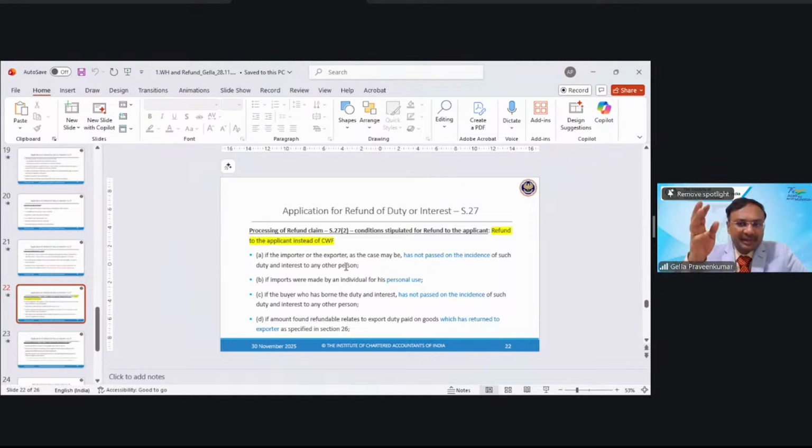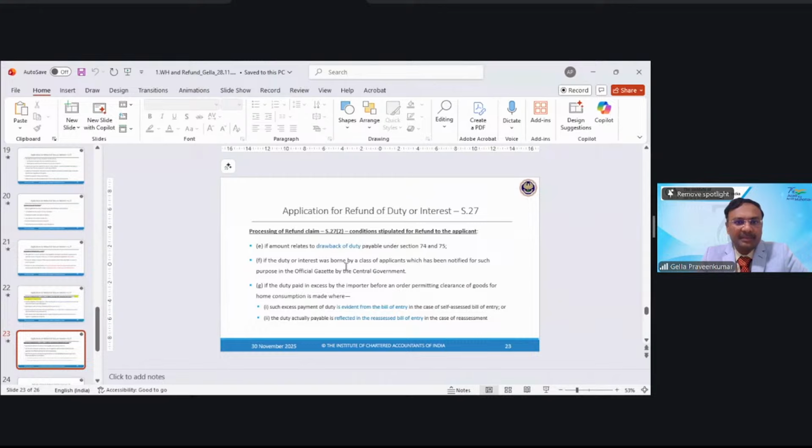If the goods are for personal use, no need to prove incidence of unjust enrichment. A buyer who has purchased the goods for his own consumption also does not need to prove unjust enrichment. In case of an exporter, where goods are written back and he has paid export duty, even then unjust enrichment is not applicable. In case of duty drawback, unjust enrichment shall not be applicable. Or if the government has notified those people who can file a refund application, they will also get a refund.